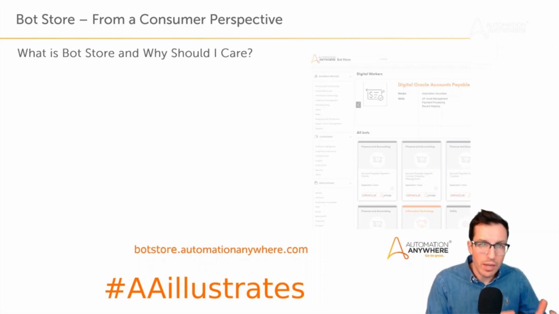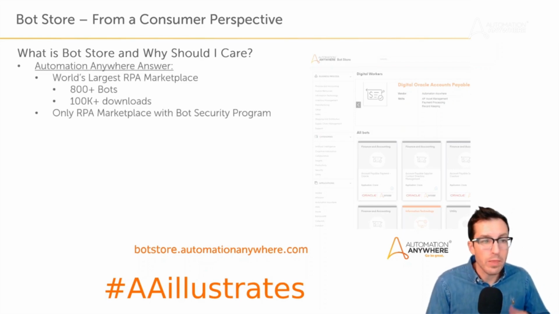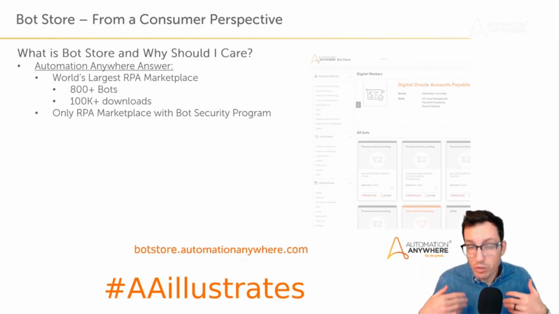So the first thing we want to look at is Bot Store from a consumer perspective. And what is Bot Store, and why should a consumer care? The Automation Anywhere answer is that the Bot Store is the world's largest RPA marketplace. There's over 800 bots in the Bot Store, and there's been over 100,000 downloads since inception. So it's a really big marketplace for a ton of bots.